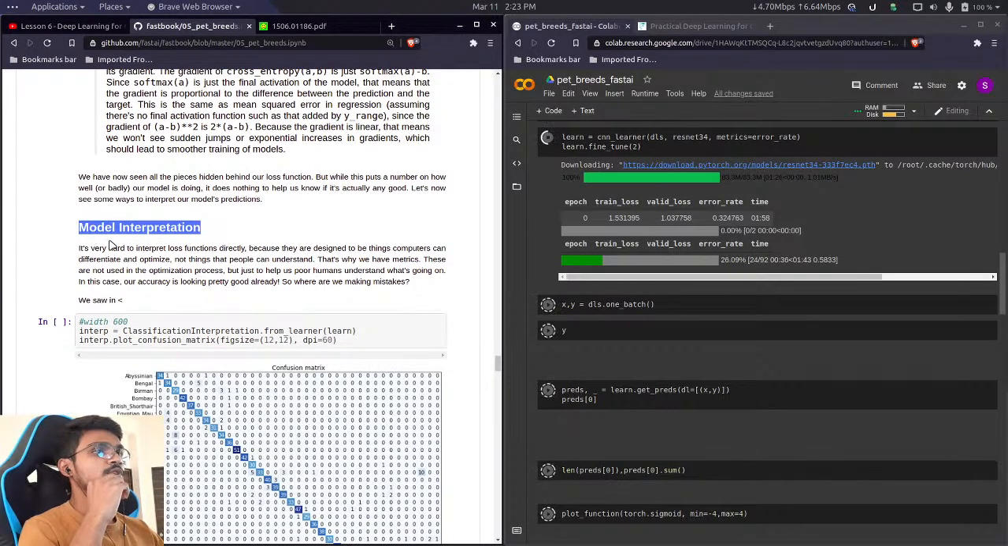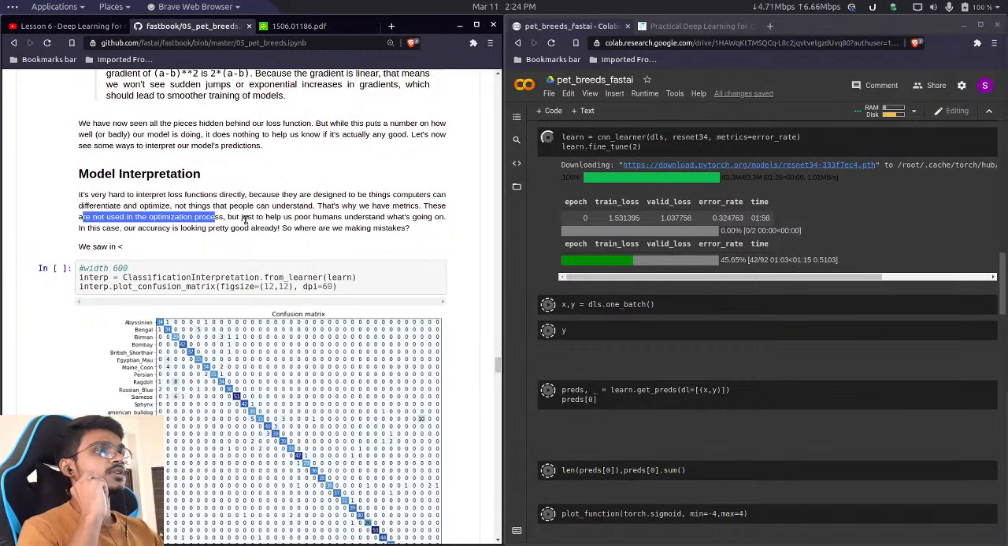So what's model interpretation? It's very hard to interpret loss functions directly because they are designed to be things a computer can differentiate and optimize, or things that people can understand. That's why we have metrics. These are not used in the optimization process here, I know that, but just to help us poor humans understand what's going on. In this case, our accuracy is looking pretty good already. So where are we making mistakes?